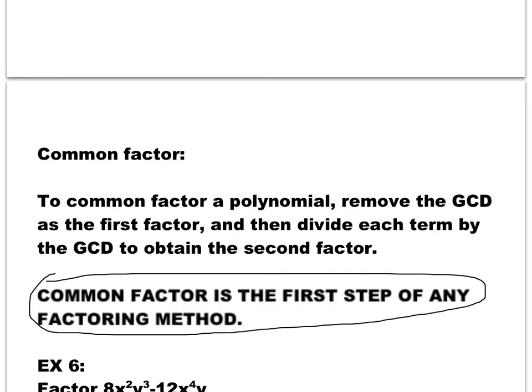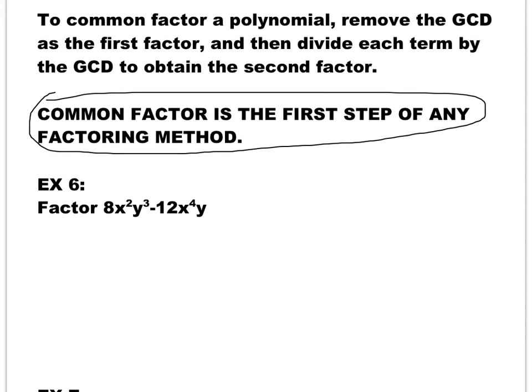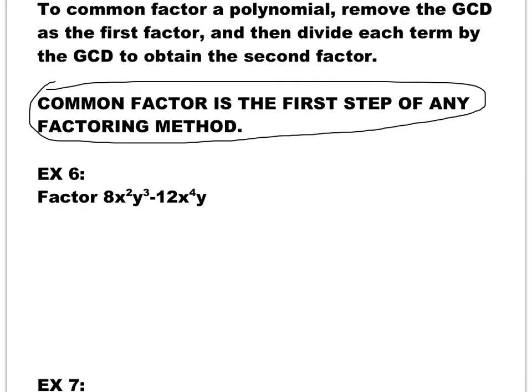So let's see how the common factor works. I have the polynomial 8x squared y cubed minus 12x4 of y, and I'm supposed to find the factor of this polynomial. First, I look at the numbers. I have 8 and 12. Forget about negative. I just look at the absolute value of the coefficients. 8 and 12. The GCD between 8 and 12 is 4. So I take 4 out.